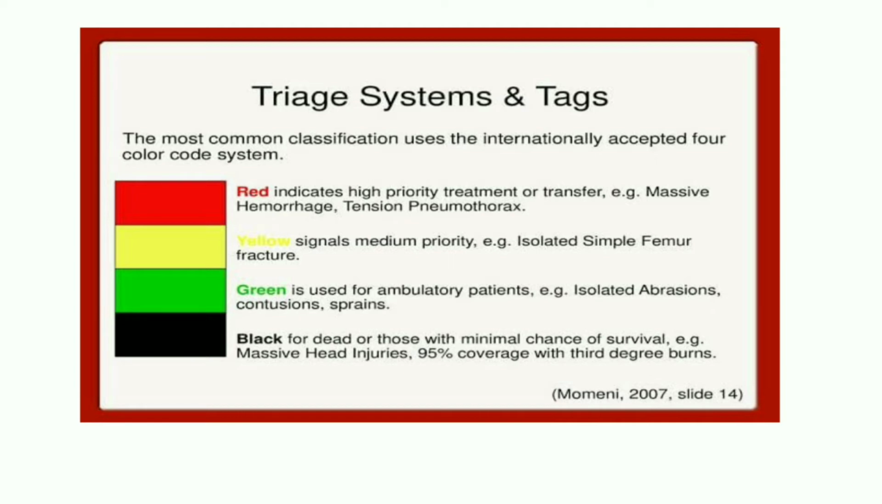The last one is black. Black is for the dead or those with minimal chance of survival. Example, massive head injury, 95% coverage with third degree burns. That means in the black category, the chance of survival is minimal. That kind of patients will be included in the black tag. We can go to the next image.